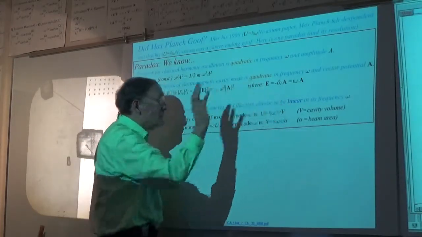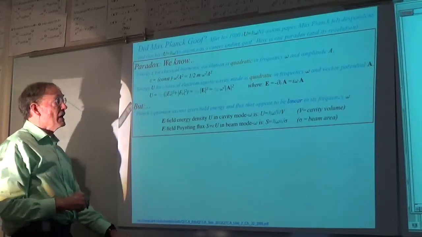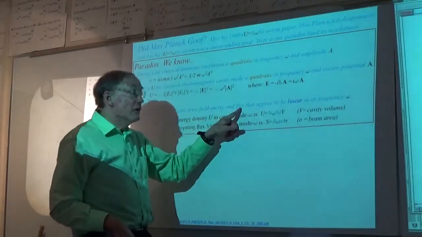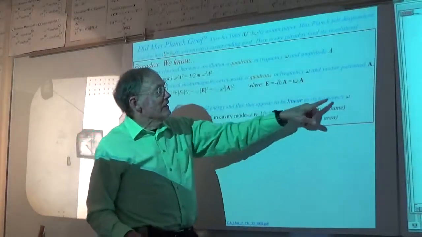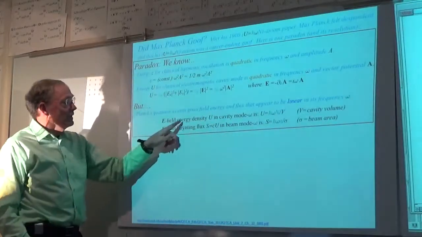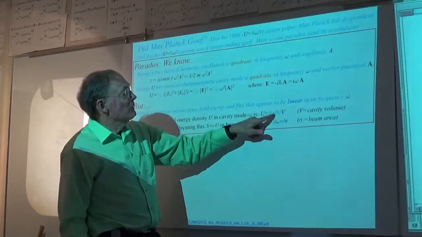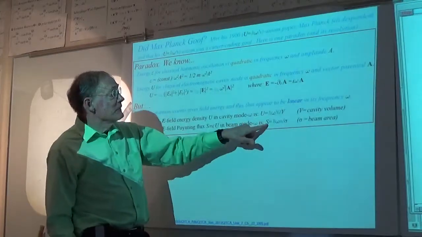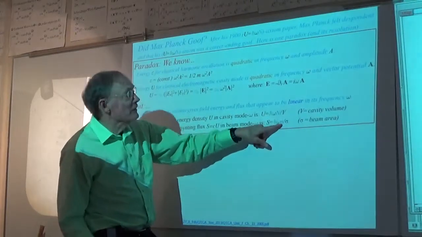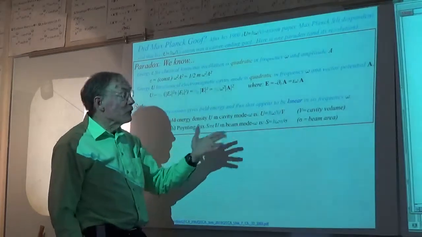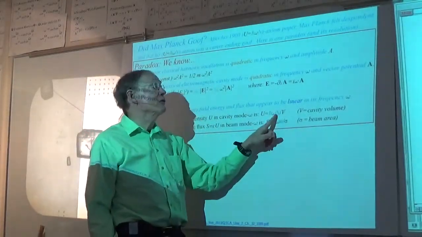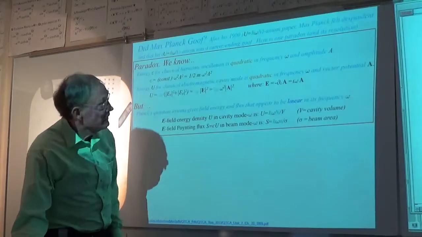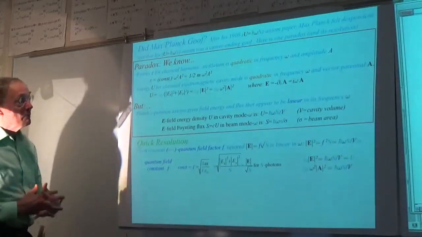If you want to use vector potential, which we do later on, that's what you would write. But he says quantum axioms give the field energy and the Poynting flux to be linear in the frequency. Energy density U in a cavity mode is h bar omega n divided by the volume of the cavity, or the Poynting flux is h bar omega a little n. That's completely different in character, because you're actually counting that one. This one is just in there waiting to be counted, divided by beam area. So that is a problem.